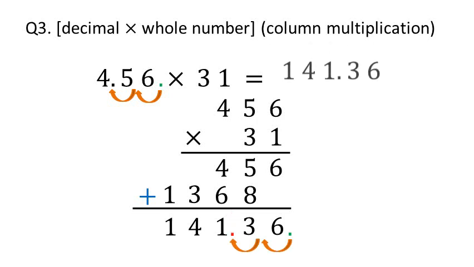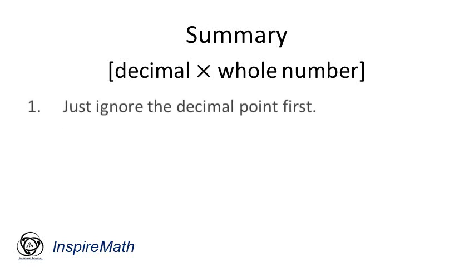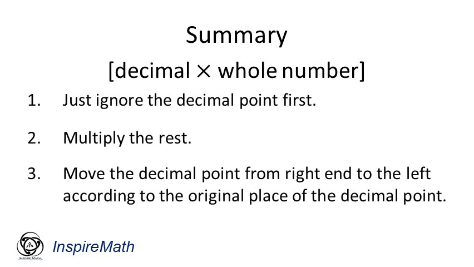So the answer is 141.36. Let's summarize today's lesson. When you multiply a decimal by a whole number, just ignore the decimal point first. Multiply what is left over. Then move the decimal point from the right end to the left according to the original place of the decimal point.